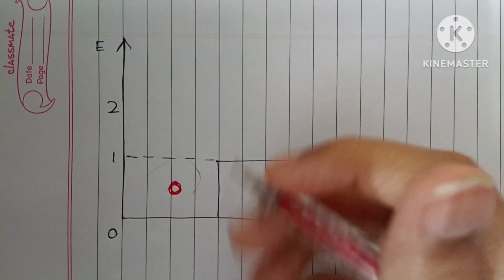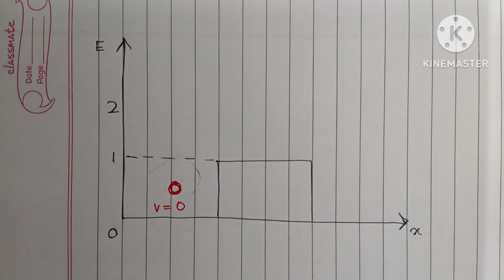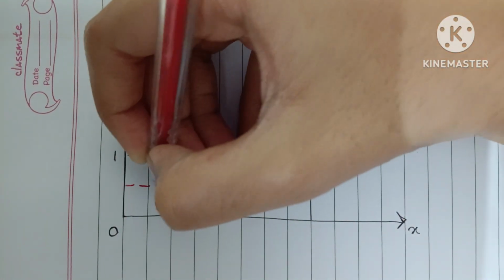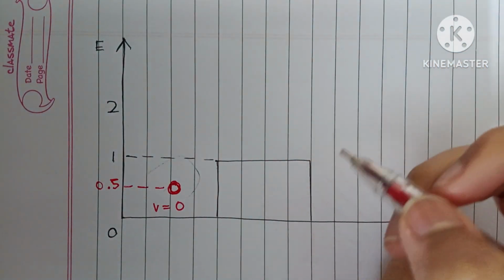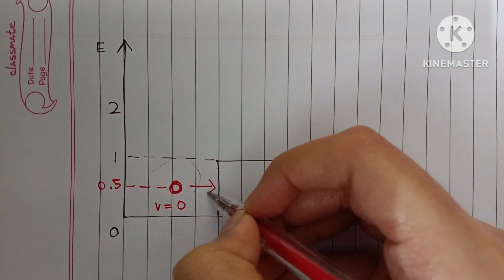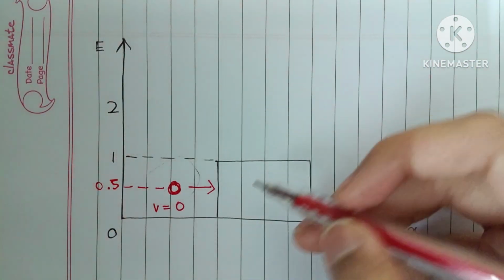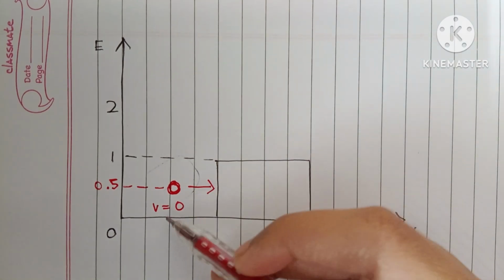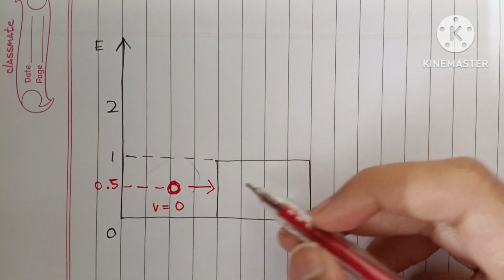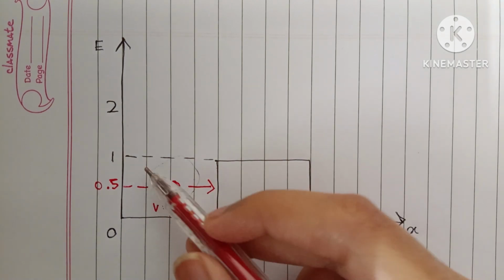where the potential equals 0 and it possesses an energy of 0.5. After this, it encounters the barrier which has a potential equal to 1. So, according to classical physics, we can conclude that this particle won't be able to surpass the barrier because it doesn't have enough energy to do so.